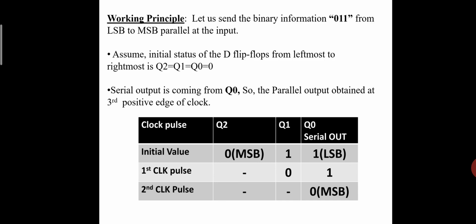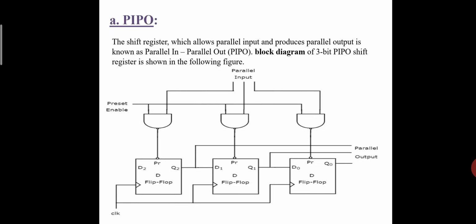And in the next subsequent clock pulse, Q1 is 1 and the serial output Q0 will get 1, and the second clock pulse will get 0, that is the MSB bit. So at last we will get 1 1 0, which is nothing but 0 1 1, that is LSB is 1 1 and MSB is 0. So this is the working principle of PISO.